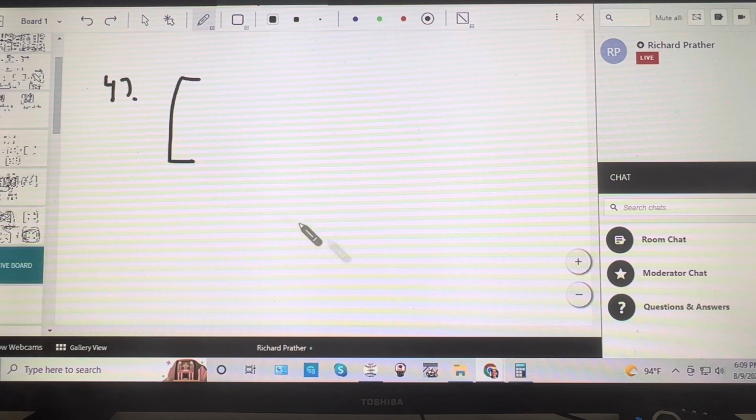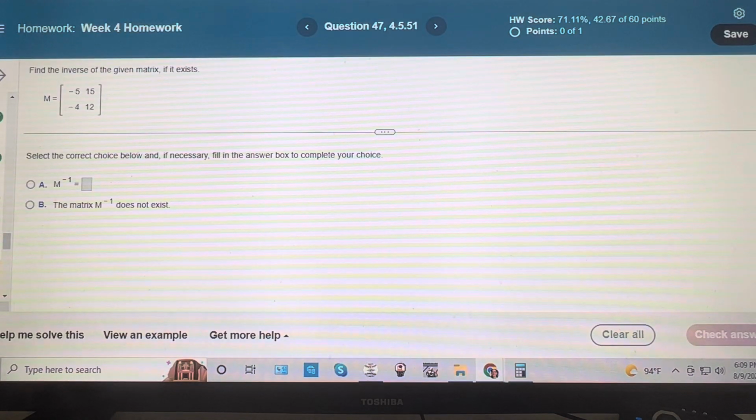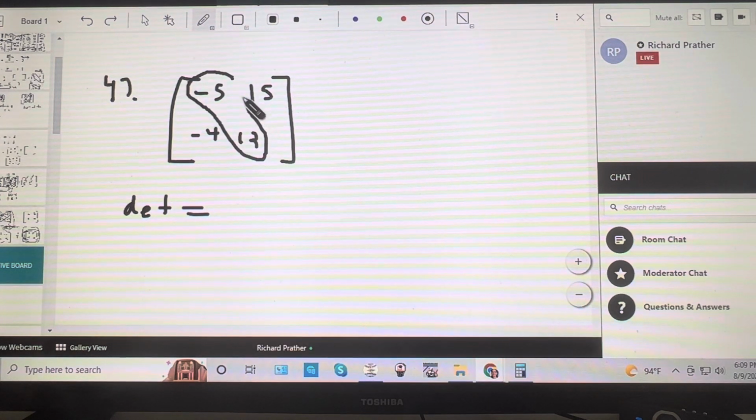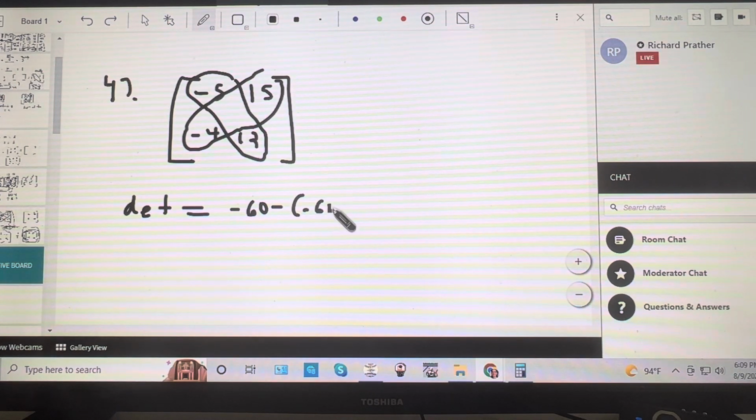I got a 2 by 2, -5, 15, -4 and 12. So the determinant is -5 times 12, -60, minus -4 times 15 is also -60. There's a double negative here. There's not always a double negative, but if there is, it turns into plus. -60 plus 60 is 0.